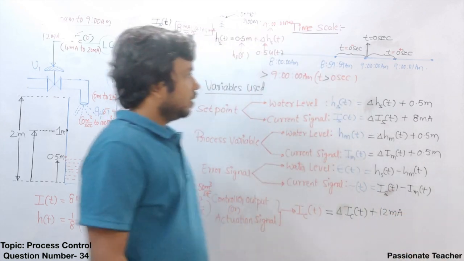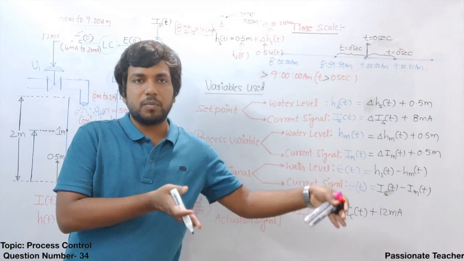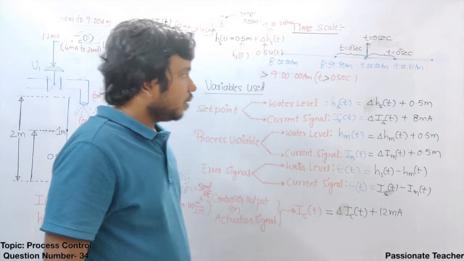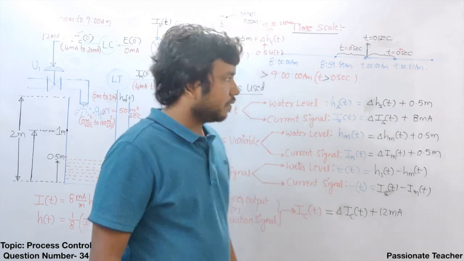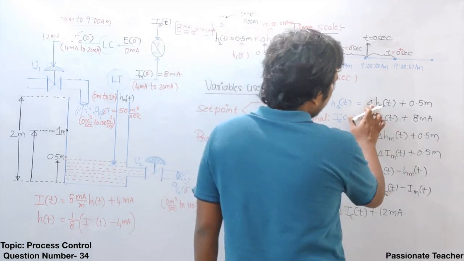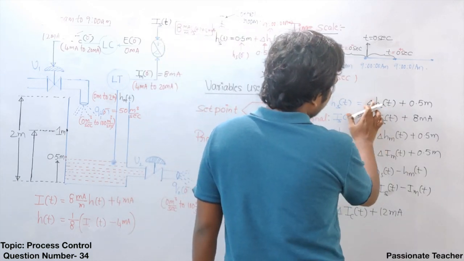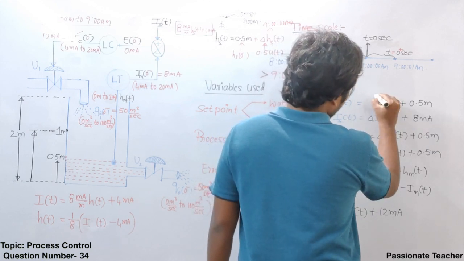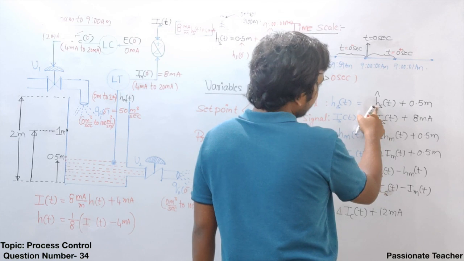Clear? Right. Now for understanding the mathematics, which we are going to see in the upcoming videos, let me introduce a small notation here. Wherever we have delta Hs of t, that is called deviation, we will write this hereafter as Hs cap of t.